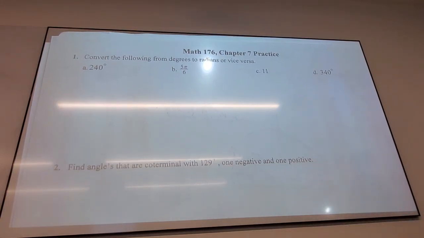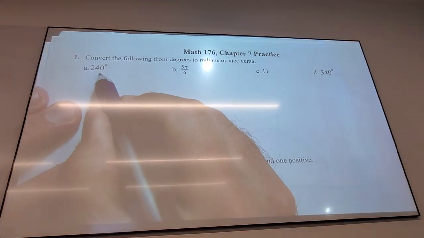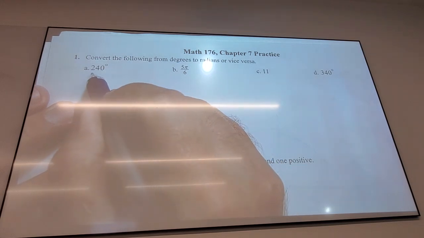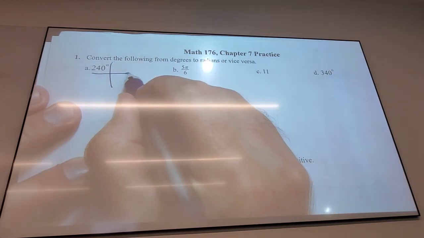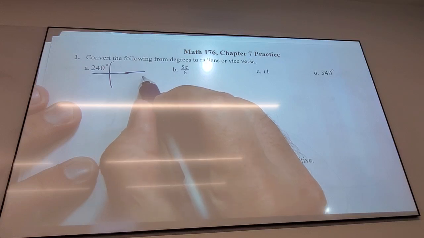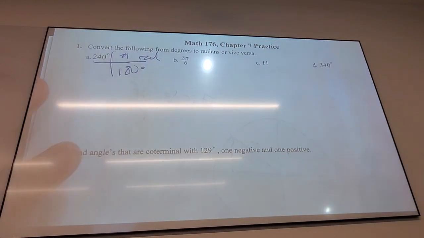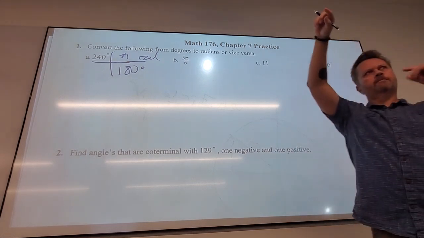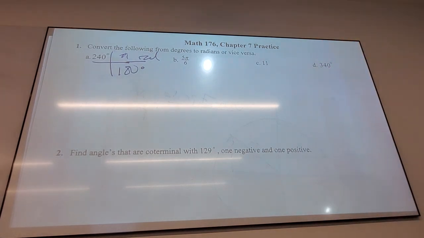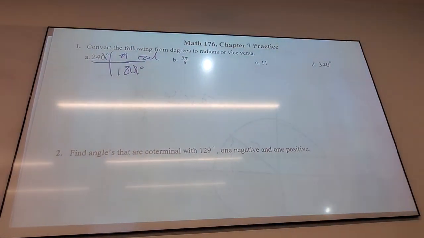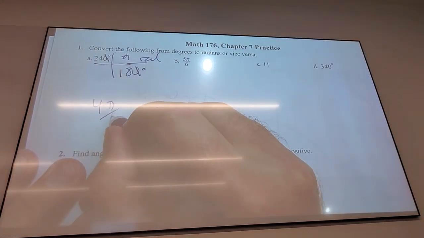Let's take a look here. Can somebody tell me how to set this up to do the conversion? What goes on the bottom? Degrees. And now you just reduce, right? So right off the bat, you can kill the zeros. What goes into 24 and 18? 6. Yeah. So you get 4 pi over 3 rads.